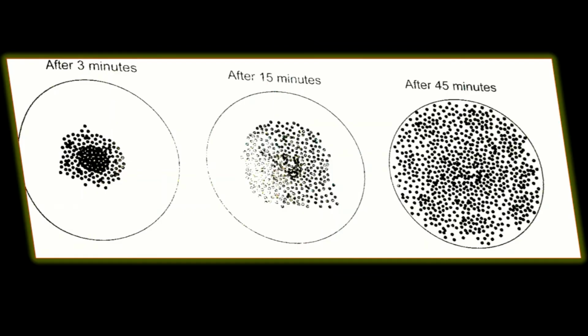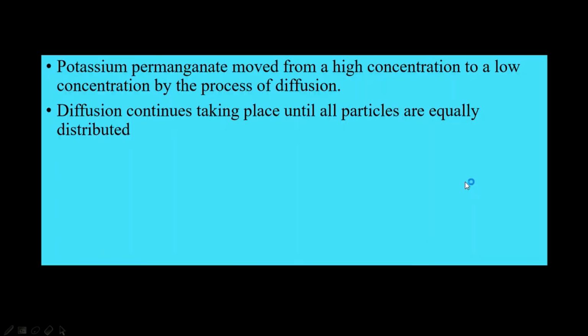So this is why you are seeing that after 15 minutes, your potassium permanganate has moved from the center to other sides of the petri dish. And then after 45 minutes, we are seeing that our solute, which is potassium permanganate, is now evenly distributed in our petri dish. So this was possible because of the process of diffusion. Diffusion continues taking place until all these particles are equally distributed.